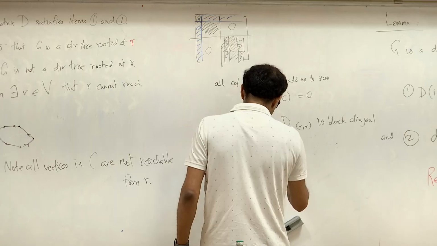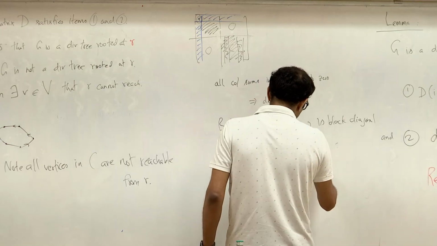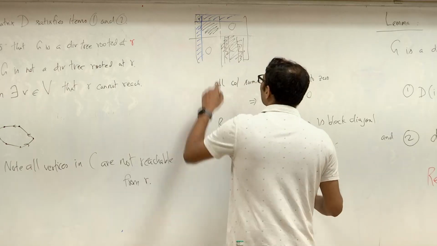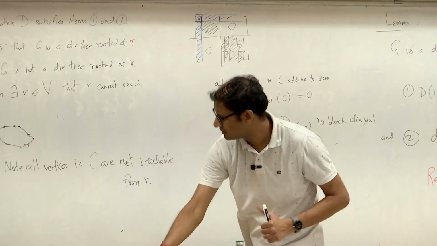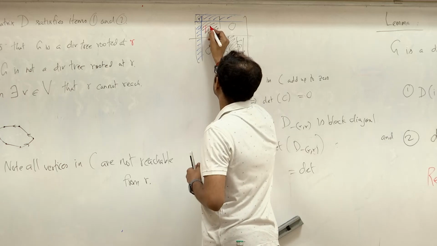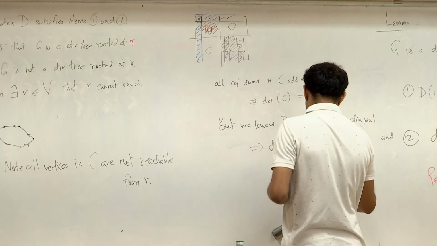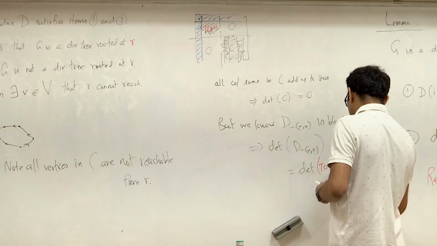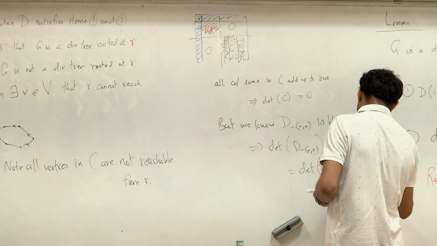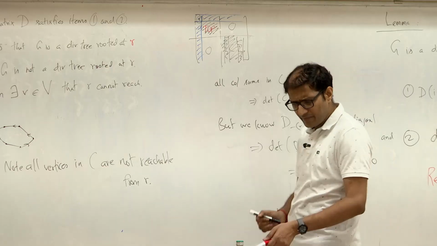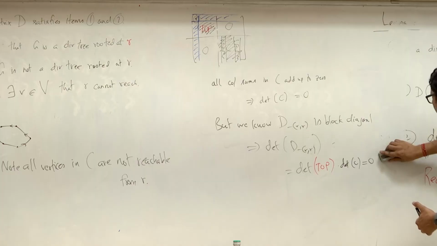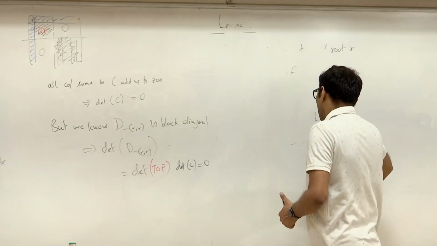So this implies that the determinant of this depressed matrix is in fact the determinant of the top piece times the determinant of C, which is 0. Okay. So that wraps this thing up. So that's nice. Okay, good.